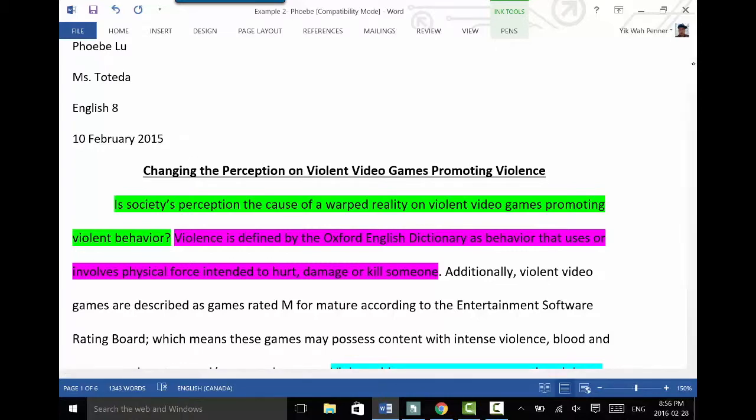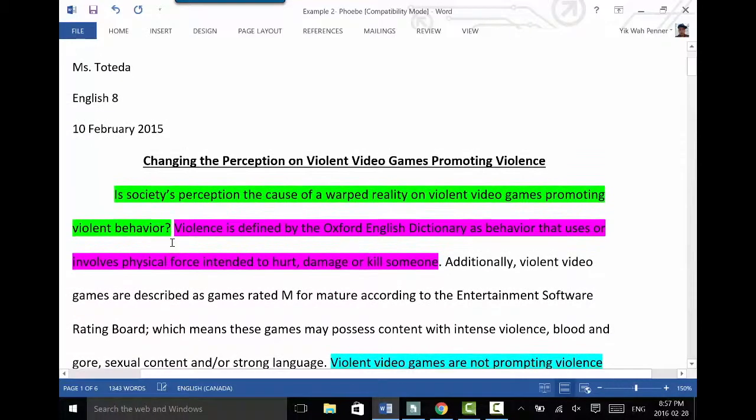Okay, so let's get into this intro paragraph. As you can see, I have highlighted in green the hook sentence. You must start off with a hook. In this case, there's a rhetorical question, a question that's posed. Phoebe states, "Is society's perception the cause of a warped reality on violent video games promoting violent behavior?" Okay, so that's how she hooks her reader in.